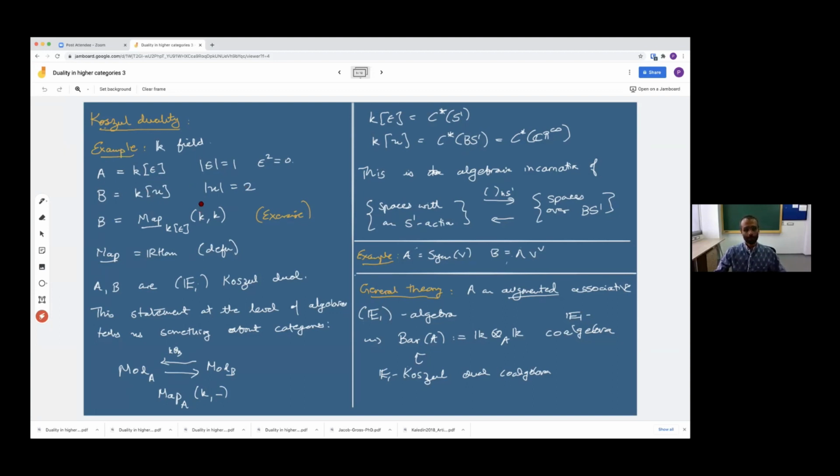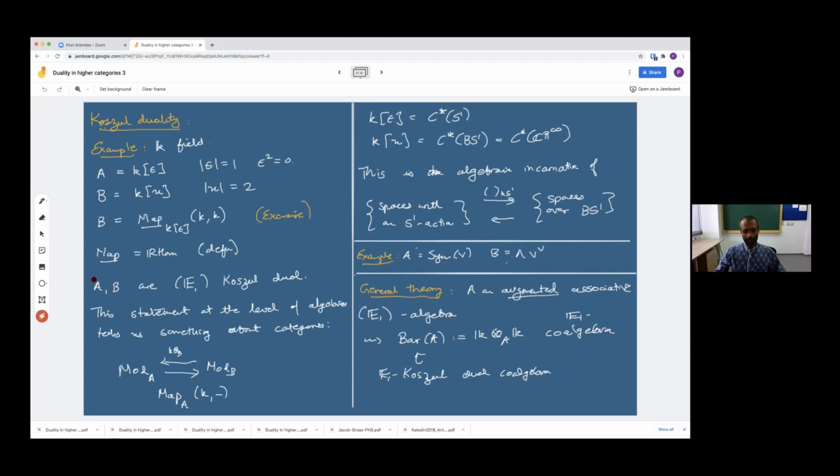Okay. Now, what's the relation between these two algebras? Exercise: B is just the mapping spectrum, or the mapping cochain complex, R hom from K to K in the category of K[epsilon] modules. So you can compute this with all the technology that's been developed in this winter school. You take a resolution of K and then calculate the usual mapping space from the resolution to K, and you'll find that this is K[u]. And here I'm just reminding you that my notation map underline is just R hom.